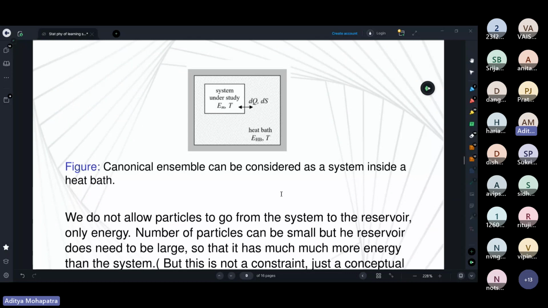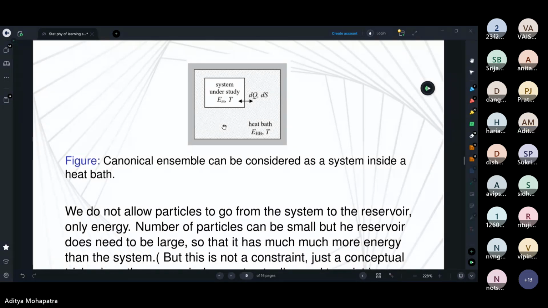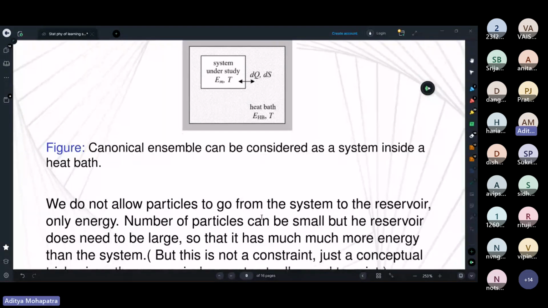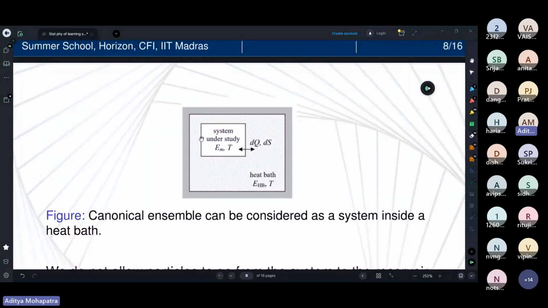So how do you achieve a canonical ensemble? You have a heat bath of very high temperature and very high energy, which is the source. You keep a system inside this, which of course will be at the same temperature as the heat bath, but with a smaller energy, E_M. You can transfer heat or entropy between the heat bath and the system. This thing is closed, so no particle can flow, only energy transfer is possible.